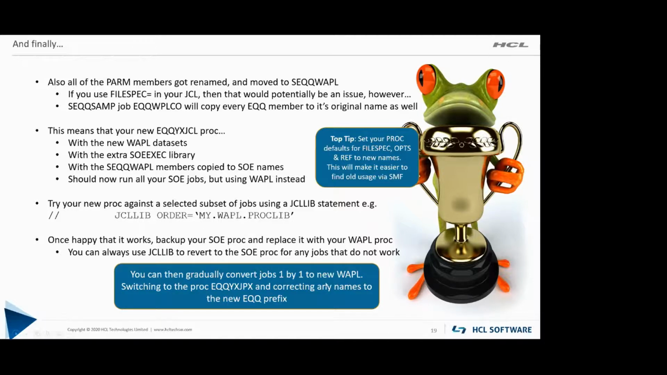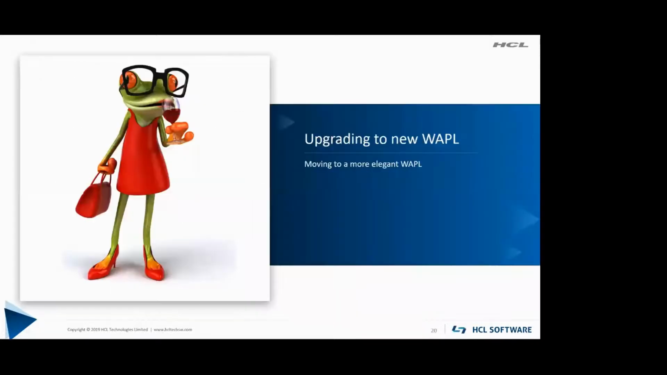Then you can gradually go and convert the jobs one-to-one to the new WAPL by switching the proc to EQQYXJPX and correcting any names to the new prefixes. And I'll provide a little bit more of that coming up right now.